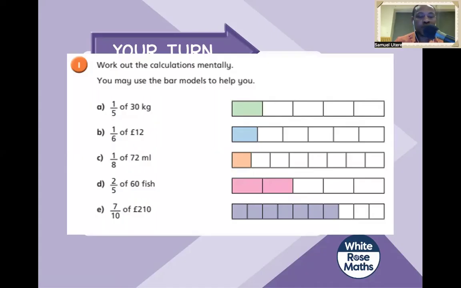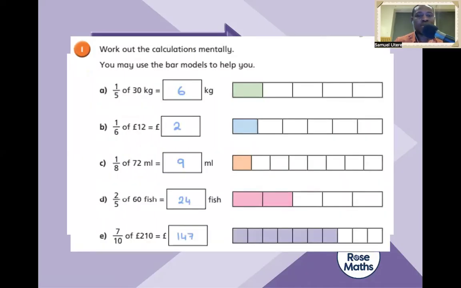Assuming you've paused the video and you've answered question 1, here are the answers. Let's discuss them. For question 1, you were simply asked to work out the calculations mentally. Now you're asked to use the bar model to help you. So the bar model is just there to help you.